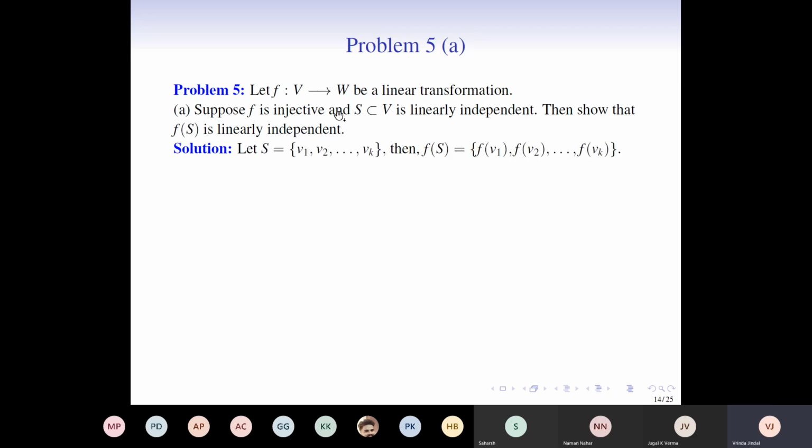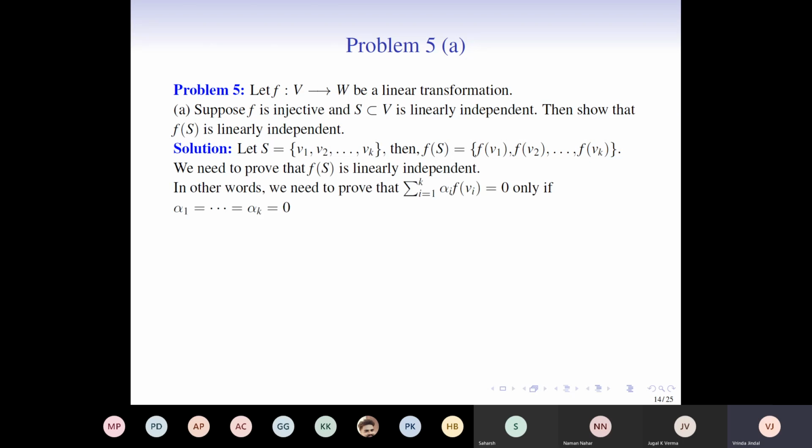Now, what does injective mean? Injective means that f is a 1-1 function, and S is a linearly independent subset of V. Let S be denoted by this set of vectors v1, v2 up to vk. Then what they mean by f(S) is this set: for each element, take the transformation f of those vectors. So f(S) is the set f(v1), f(v2) up to f(vk). We need to prove that f(S) is linearly independent if S is.